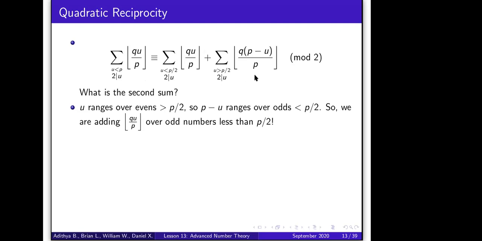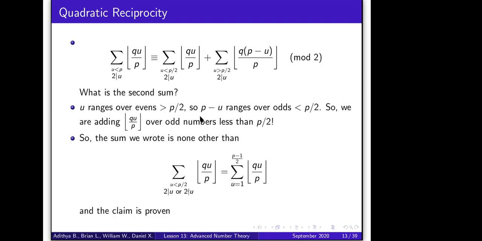So the right-hand side, the right sum actually adds floor of qu over p over all odd numbers less than p over 2. So if we combine the two sums again, it's just the sum of u less than p over 2, and either 2 divides u, in which case it is counted in the first sum, or 2 does not divide u, in which case it is counted in the second sum. And of course, all numbers are either even or odd. So this sum is just the sum from u equals 1 to p minus 1 over 2 of floor of qu over p, as desired.